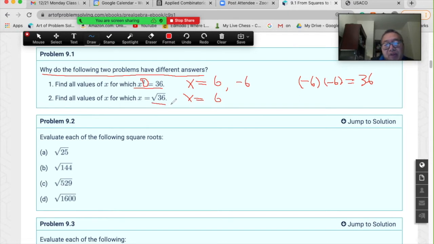But this one, you only have one solution. That's positive 6. So therefore, these two equations actually have different solutions. The first one has two solutions, positive and negative 6. But this one only has positive 6 as a solution. That's the reason why they ask, why do the following two problems have different solutions? Because the first one you have solutions 6 and negative 6. The second one you only have 6 as a solution.